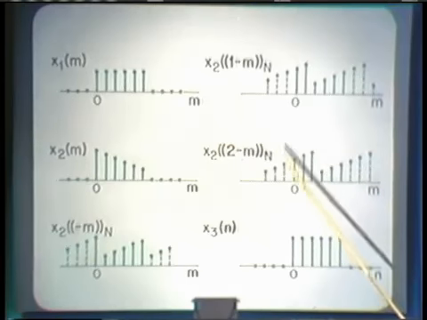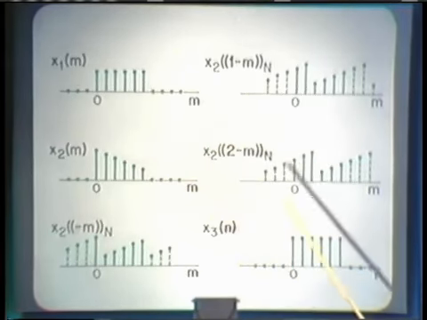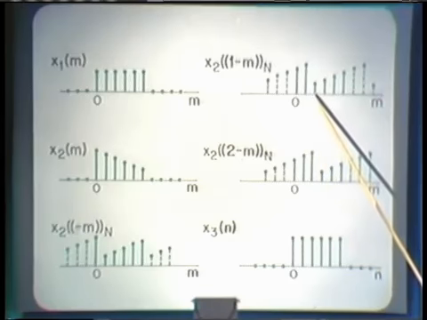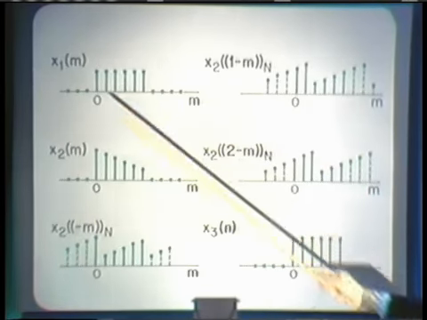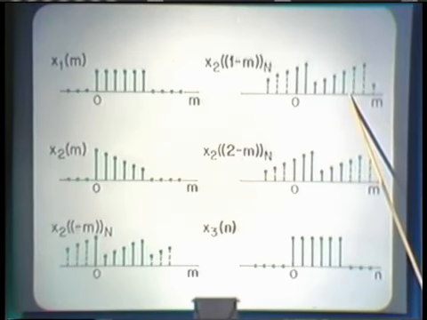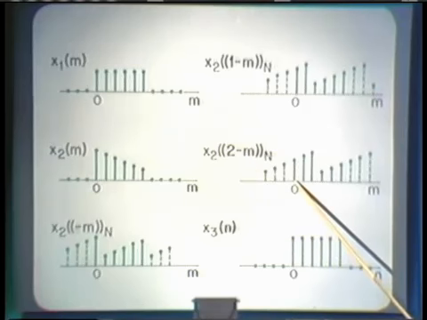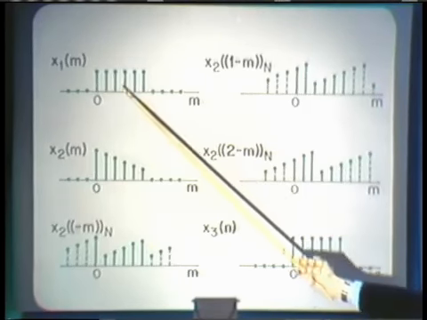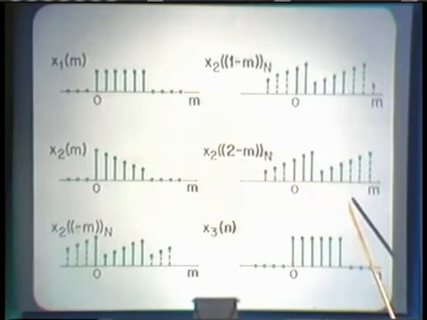Well, if we carry out the convolution of x1 of m and x2 of m, for example, for little n equals 1, we take this, multiply it by that, and sum up the values in the range 0 to capital N minus 1. Similarly, for little n equals 2, we take this and multiply it by that, and sum up the values in the product in the range 0 to capital N minus 1.